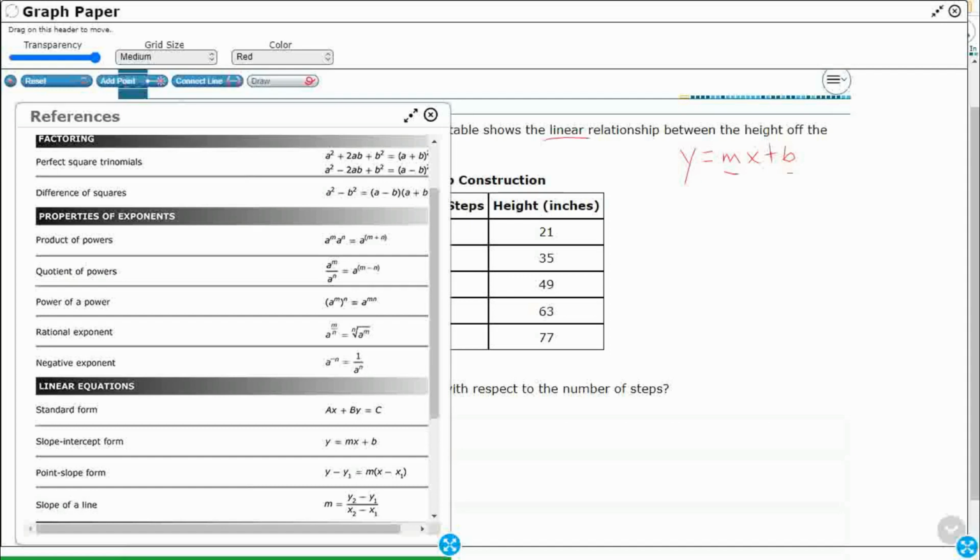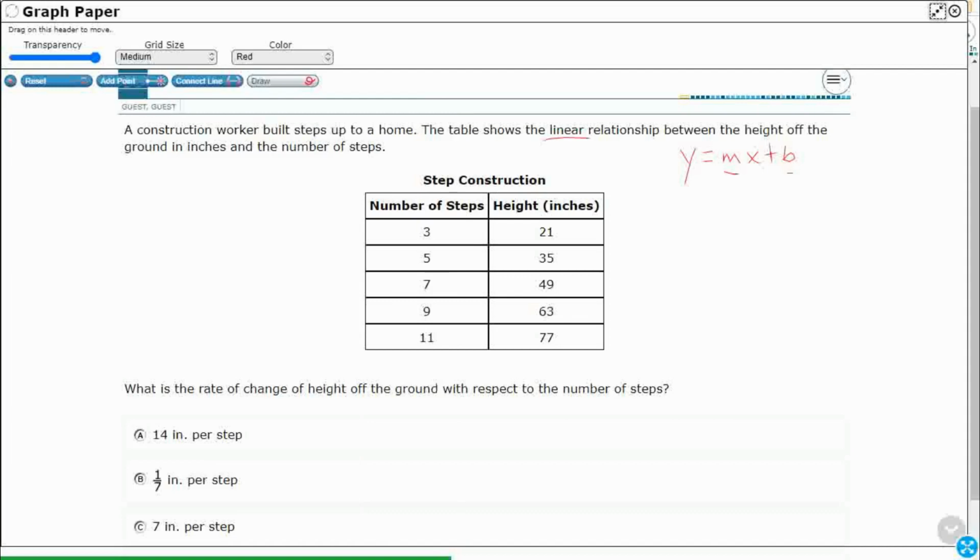And so what we're asking here is, what is the rate of change of height off the ground with respect to the number of steps? Here is my height, and here is my number of steps. If we were to graph this, this is a table, we could easily say these are our x-coordinates and these are our y-coordinates. So what is the rate of change of height off the ground, our y-coordinates, with respect to number of steps? What does that mean, with respect to?